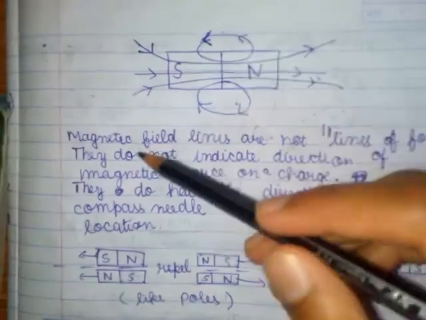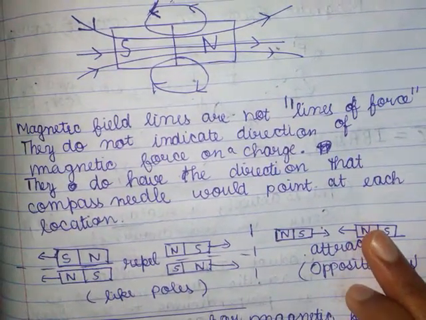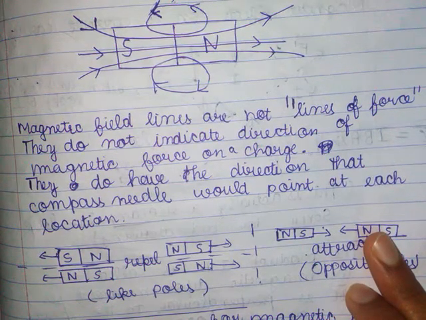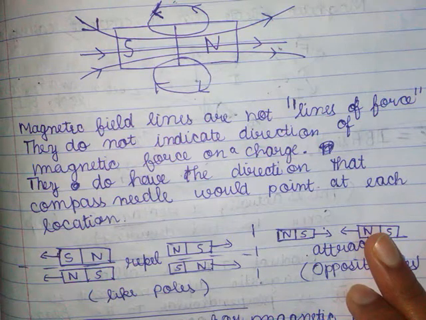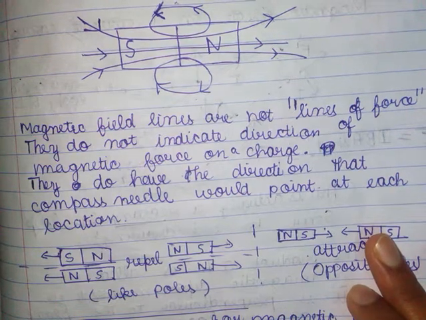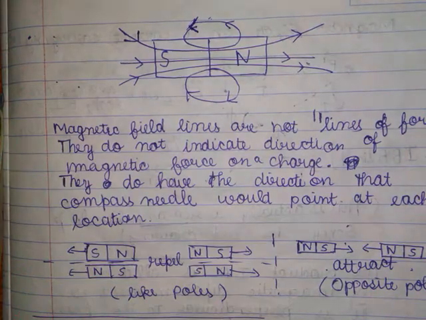Another thing to note is that magnetic field lines are not lines of force. They do not indicate the direction of magnetic force on a charge. They do have the direction that the compass needle would point at each location. Now, why is that?